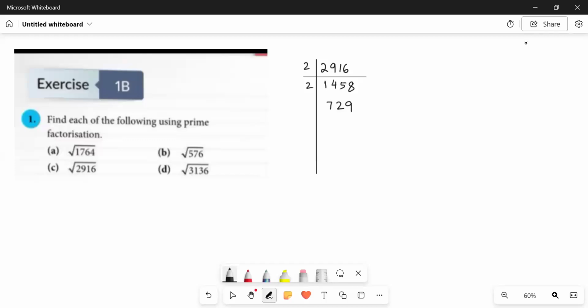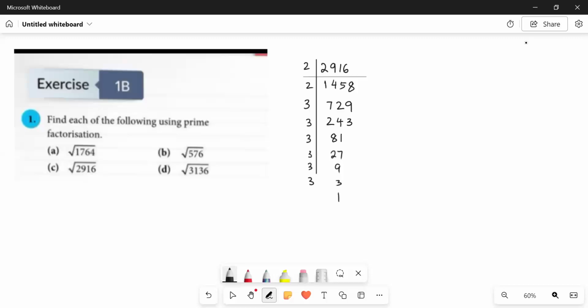Now we have an odd number, and this number is divisible by 3, since 7 plus 2 plus 9 gives us a sum of 18. So we are going to divide it by 3. 3 twos are 6, 1 remainder, 1 2 12, 3 fours are 12, 3 threes are 9. Again, it is divisible by 3. 3 eights are 24, 3 ones are 3. Again, it is divisible by 3. 3 27s are, 3 nines are, 3 threes are, and 3 ones are.